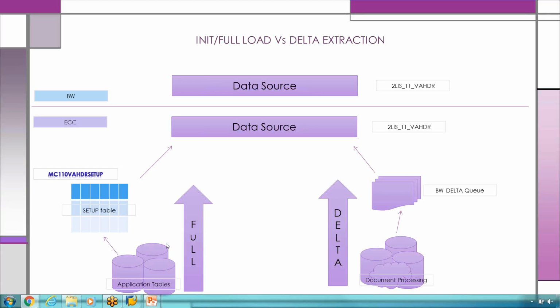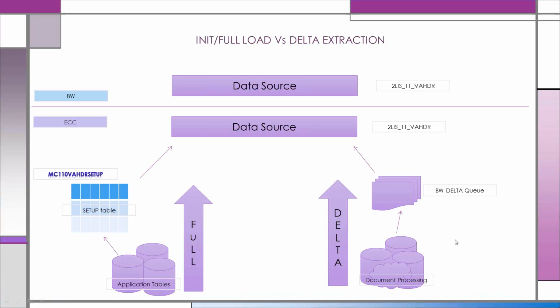So two types of extraction: initial or full load, and delta extraction. First time you do the initial load with the setup table, and the second time through a delta Q. For this delta Q, there are another couple of options available, which you will see now.